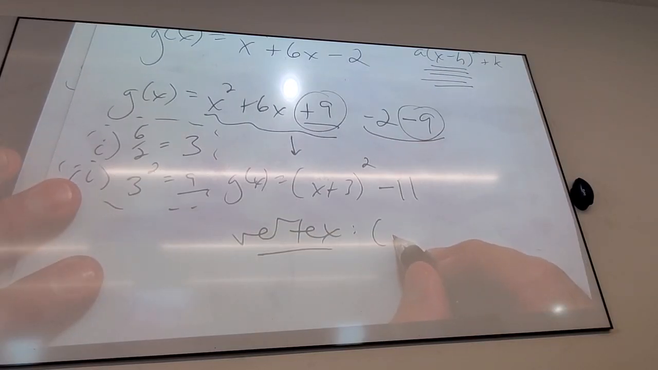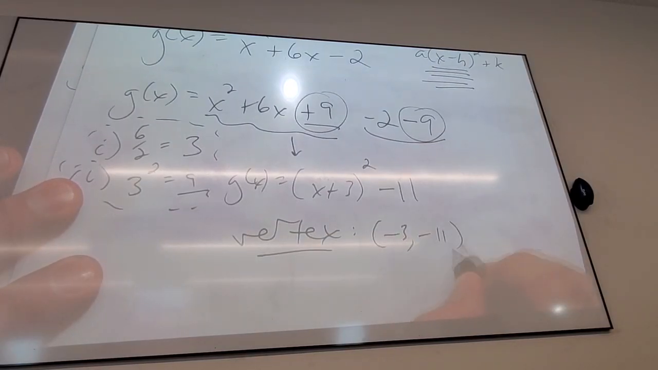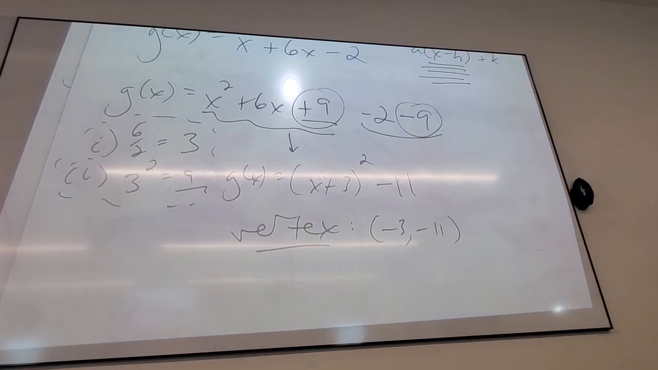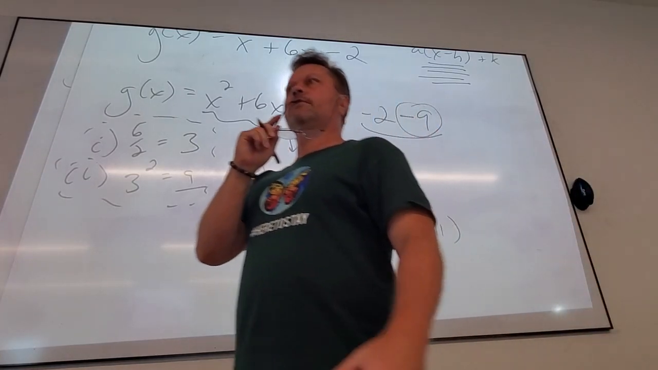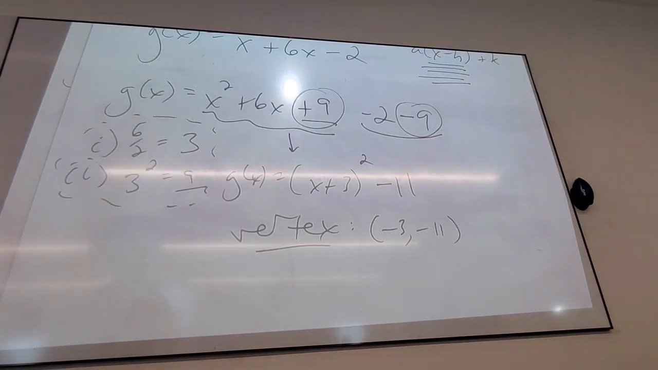Whoa. Negative 3, negative 11. Yeah, negative 3, negative 11. Yes. Shift back 3, down 11. Yes. So, it all happened at the end, right? Yes. Really quickly, which is great. And that was way better of a reaction than I thought it would get. That was great.